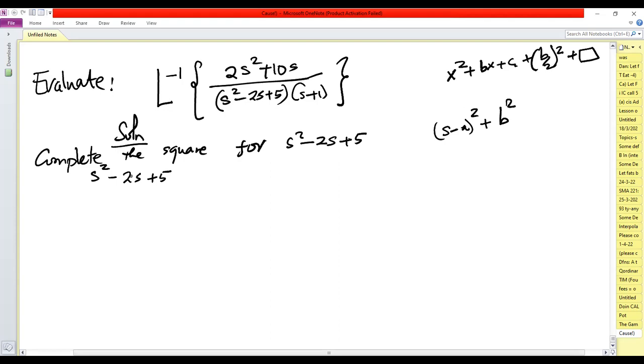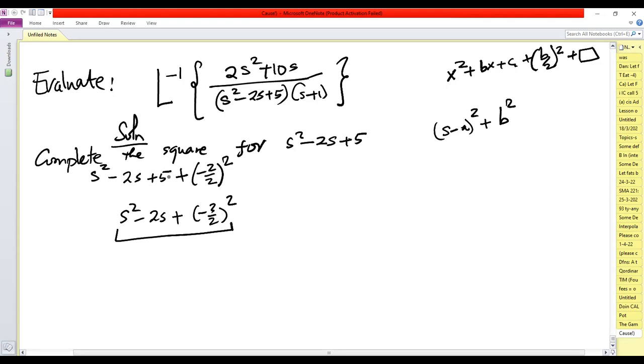So here our b is minus 2. So we add (minus 2 over 2) squared. Minus 2 over 2 is minus 1, and minus 1 squared is 1. So we have added 1, so that now we write this as s squared minus 2s plus (minus 2 over 2) squared. So this part is completed.